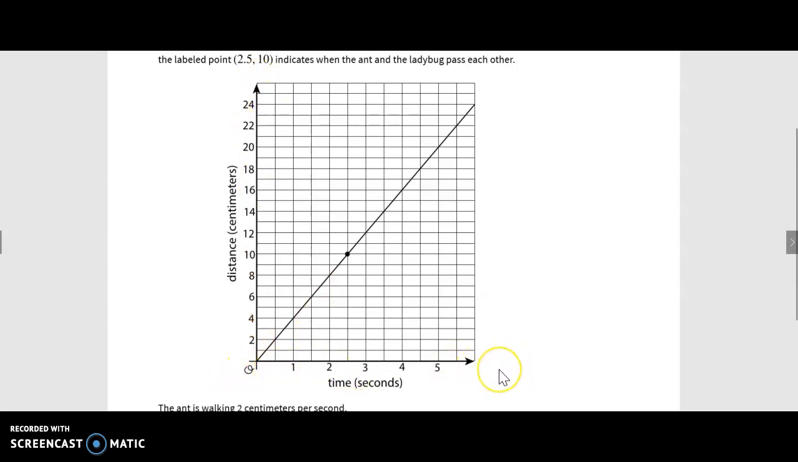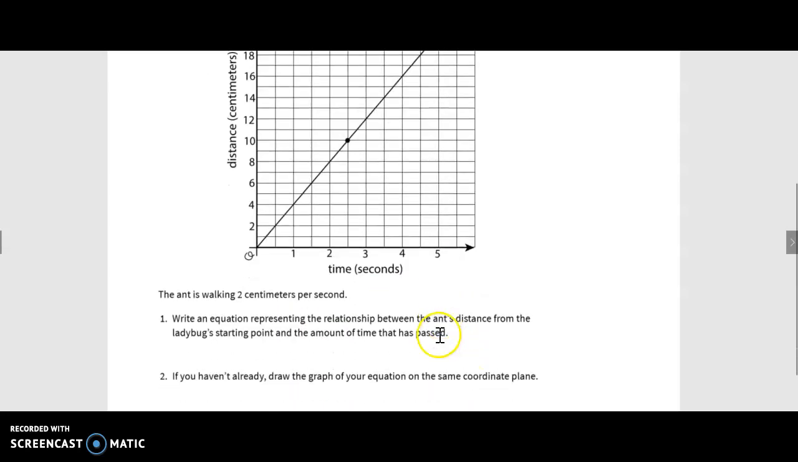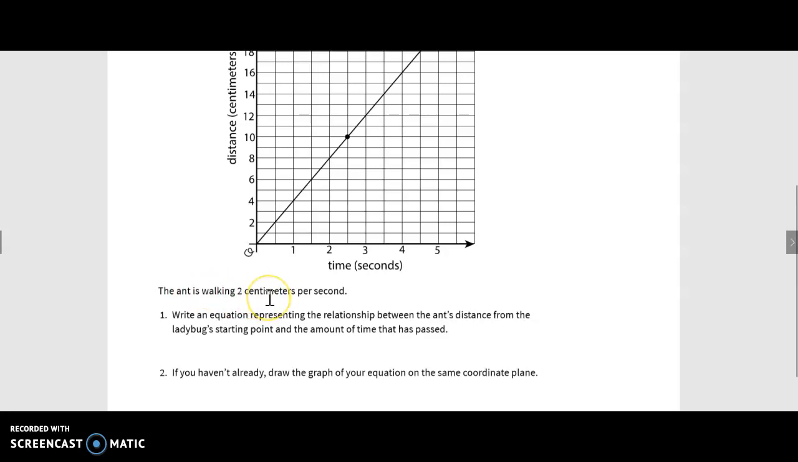Your x-axis is always your independent value. So your time keeps going on no matter what the distance is. The time does not change based on the distance, but your distance changes based on your time. So that's what we call independent and dependent. The ant is walking 2 centimeters per second. Write an equation representing the relationship between the ant's distance from the ladybug's starting point and the amount of time that has passed.